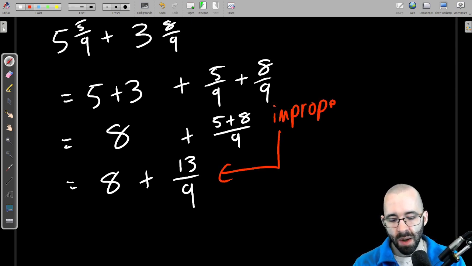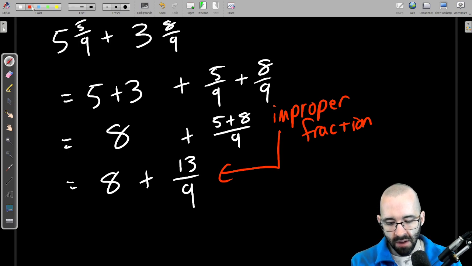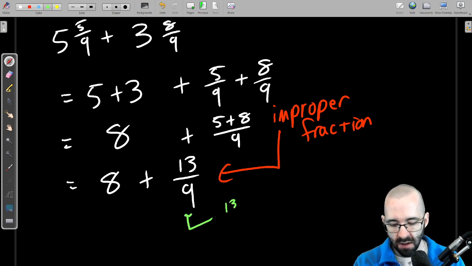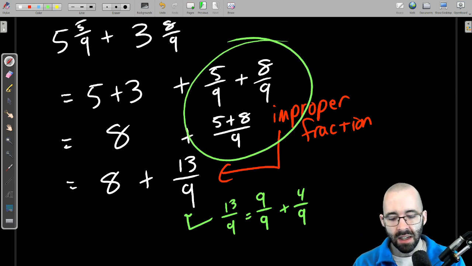We have to convert the improper fraction to a proper fraction before we can combine everything. So 13/9, we need to convert that to a proper fraction, or we can convert it to a mixed number. Well, 13 is more than 9, and specifically, if we look at this, right, 13, that's 9 over 9 and 4 over 9. We can go backwards.